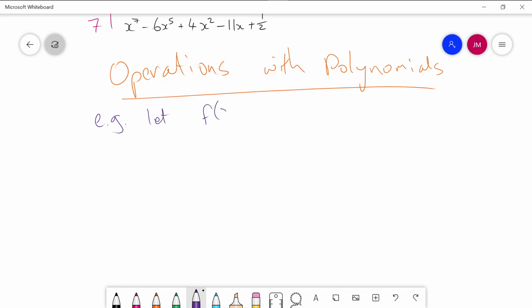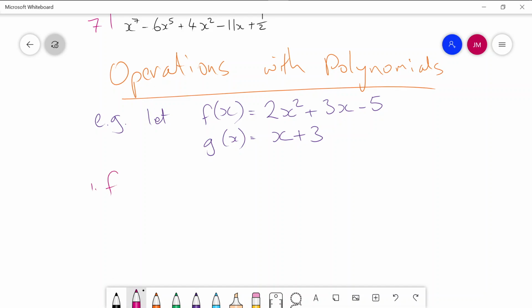So, for example, I'm using f of x here. Let's say f of x equals 2x squared plus 3x minus 5, and g of x can equal, let's say, x plus 3. So, here's two functions, f and g, and if I wanted to, I could add these two polynomials together.